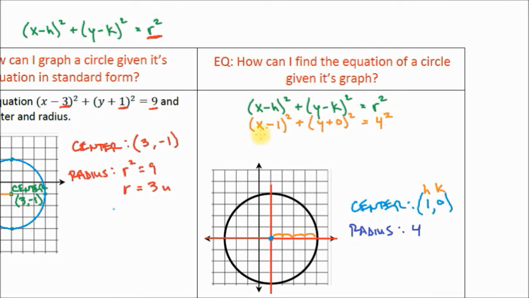Let's go ahead and write our final equation. This will stay the same, (x minus 1) squared. In this case, we don't need to show the 0 because it doesn't do anything. We can just write that as y squared, since y plus 0 is just y squared, and then 4 squared equals 16. So here is our equation based on the graph, and that's the end of the 2 graphing problems. Hope those make sense.